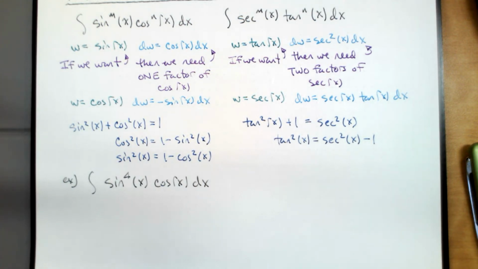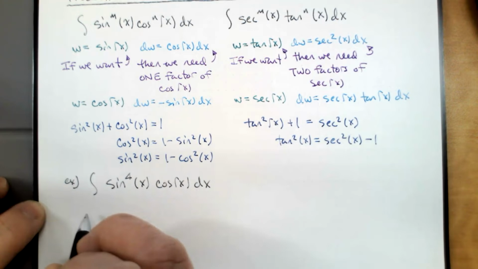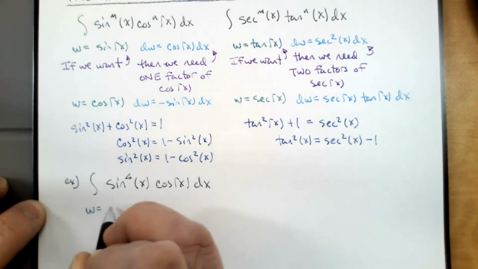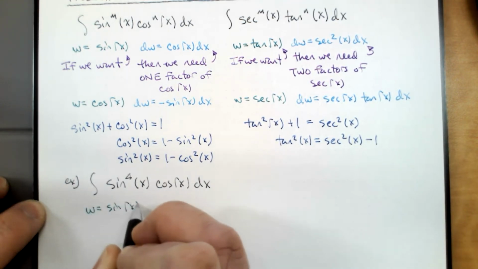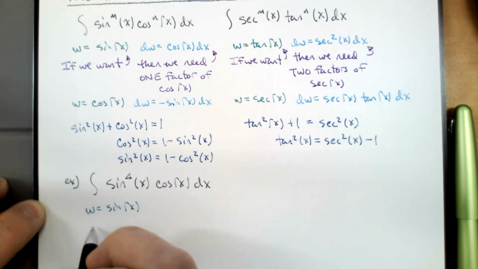What did I do? I put this cosine x there to be, I set this up so that's your dw. The cosine x is going to be your dw. It's even sitting right next to the dx. They're called pick me, I'm the dw. And that tells me if cosine is going to be the dw, w is going to be sine. That substitution will work. So if w is sine x, then dw is cosine x dx.